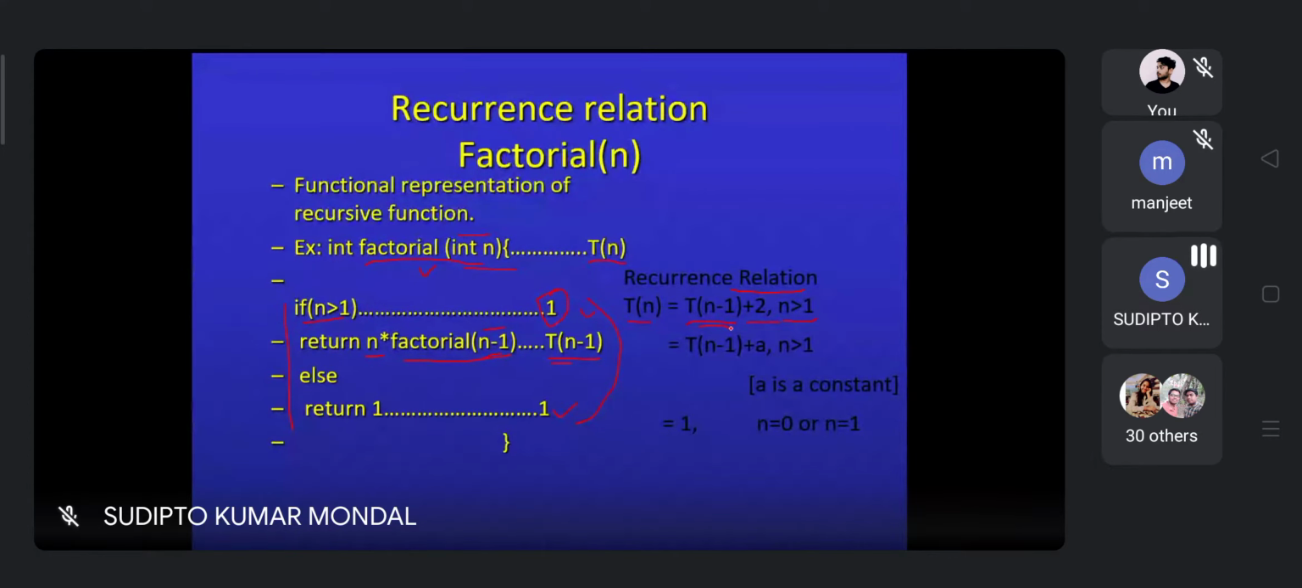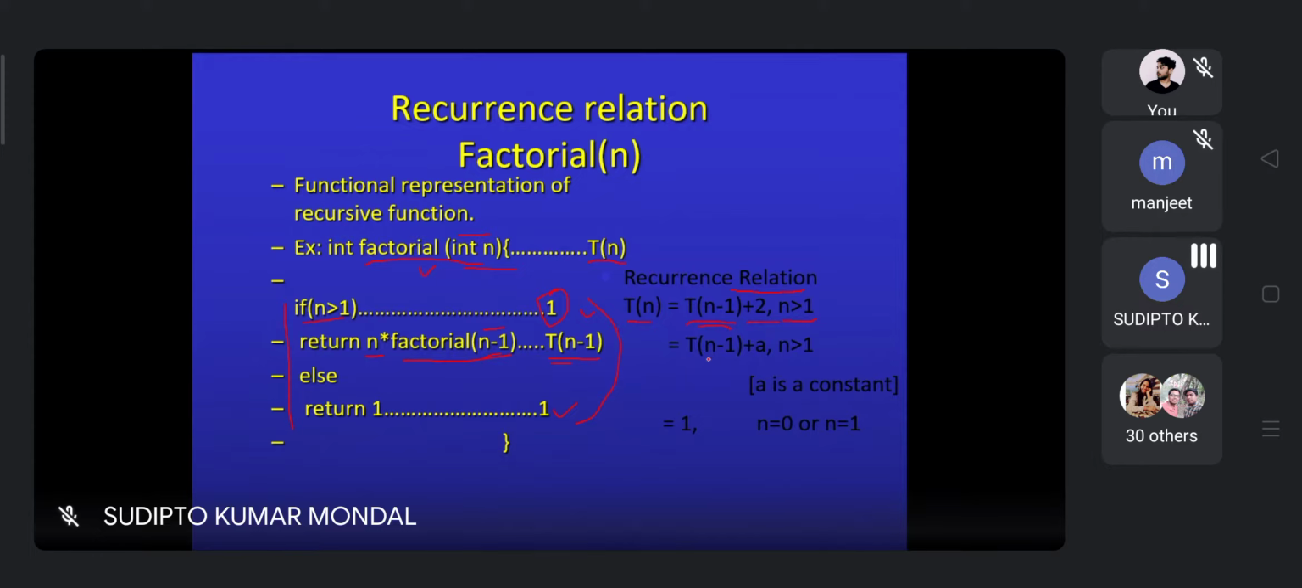to represent your function in a certain manner so that it represents that your current function is dependent on its previous function. That is, the current input instance is dependent on its previous input instance. So here the nth term is dependent on n minus 1. This way it is happening, and it is happening whenever n is greater than 1.